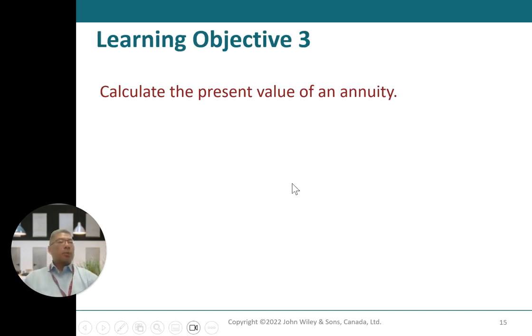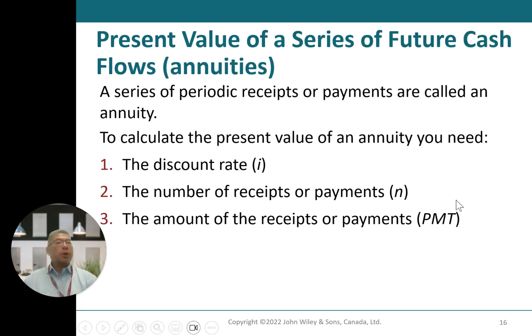Then learning objective number 3, calculate the present value of an annuity. How are you going to do that? Let's look at the present value of a stream of future cash flow. It is a series of periodic receipts or payments that are called an annuity. To calculate the present value of an annuity, you need the following: discount rate, the number of receipts or payments, and the amount of each receipt or payment, PMT.